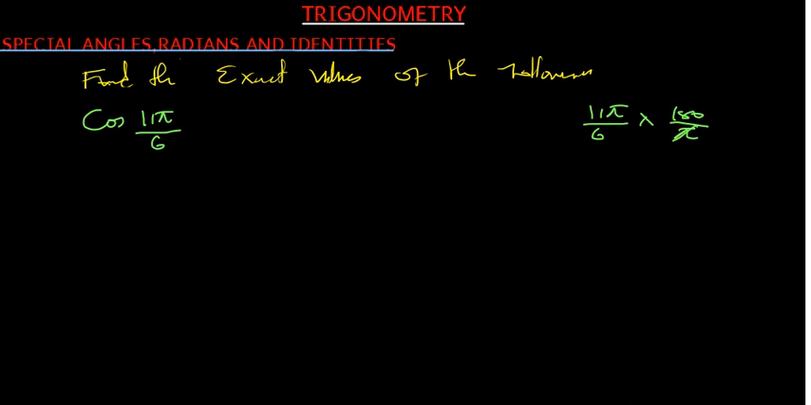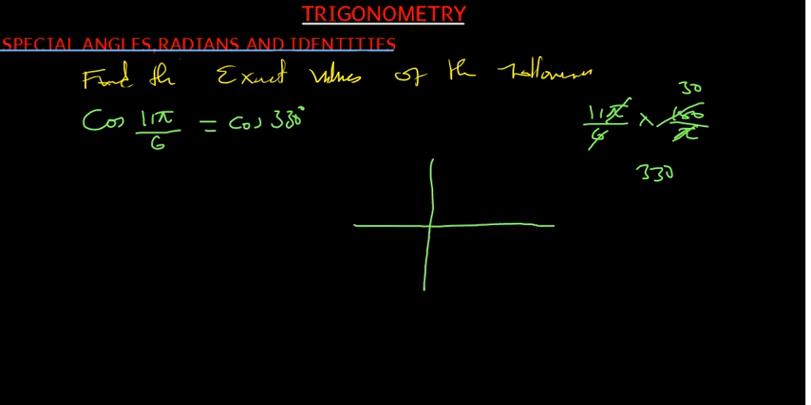So the pi goes, 6 into 180 is going to give us 30. 30 multiplied by 11 is going to give us 330. So cos 11 pi over 6 is the same as cos 330 degrees. And then we're going to come on our quadrants. We see where 330 is. So 330 is in this quadrant, like that. So that is our 330.